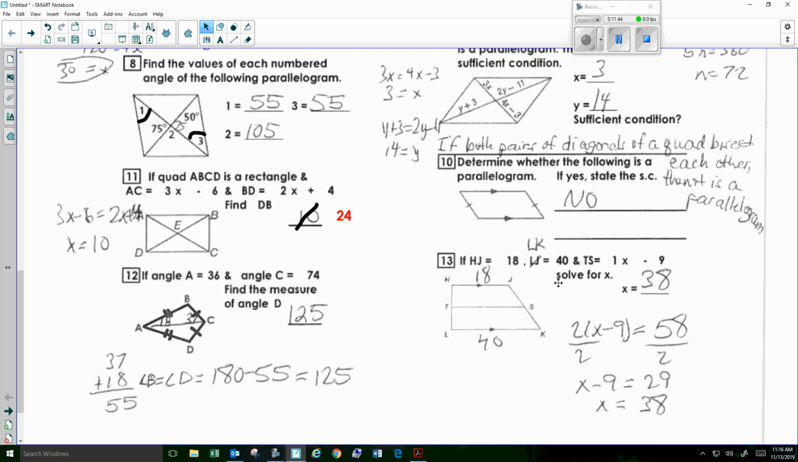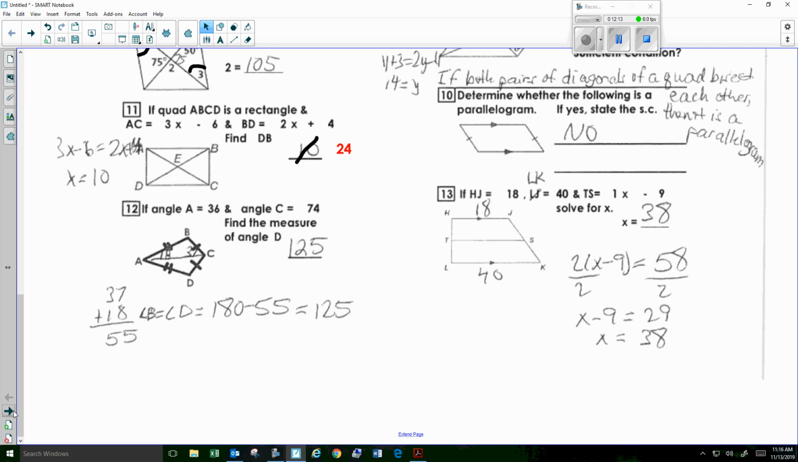Or I could take the mid-segment itself, or median itself, double that, which is what I did right here, and it equals the sum of the bases, 58. Instead of distributing that, I just divide each by 2 right away, got my 29, and last step, add the 9 across, you get x equals 38. You could plug that back in if you want to verify. 38 minus 9 is 29. 29 is half of 58.